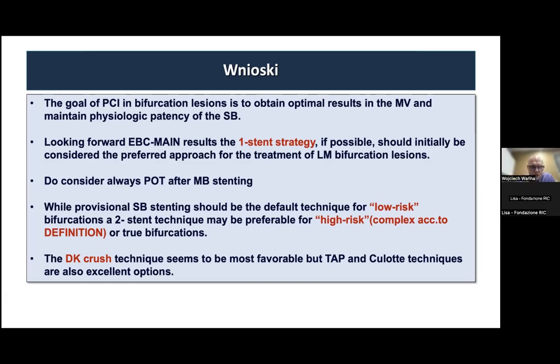The DK crush technique seems to be the most favorable, but TAP and culotte techniques are also excellent options to treat bifurcation lesions. Thank you. Okay, thank you. Thank you, Wojciech, for presenting in a timely manner this huge amount of clinical information that we have from many trials, meta-analyses, and so on.